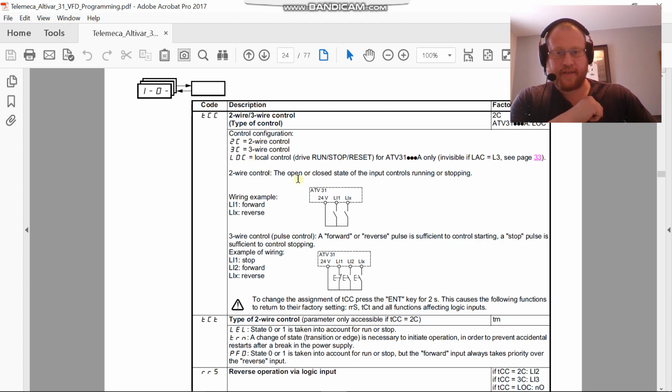With 2-wire control, we're given an example of our wiring. With 2-wire control, we have forward and reverse. Two logic inputs determine this: if I make logic input 1 true, or if I give it 24 volts, which we say makes it true, then that motor is going to have a certain simulated output that will cause a forward direction of rotation.